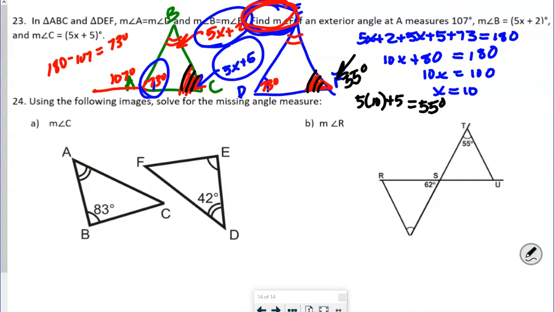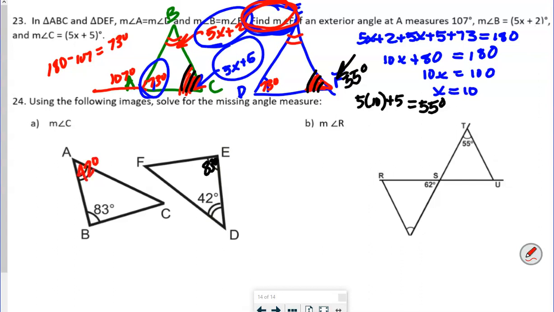All right. Number 24 says, use the following images, solve for the missing angle measure. So this time we're finding angle C. So notice we have one arc, right? So these are congruent. This would be 83 degrees, right? And then we have 42 degrees over here, 2 arcs. So this would be 42 degrees over here.